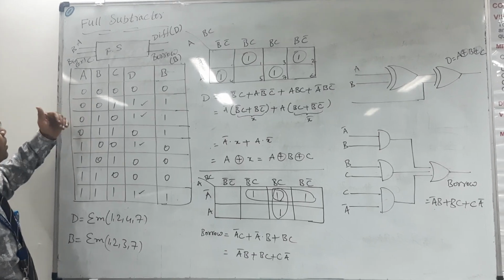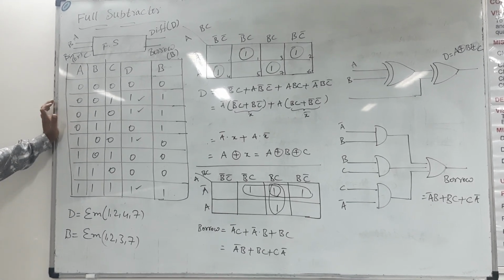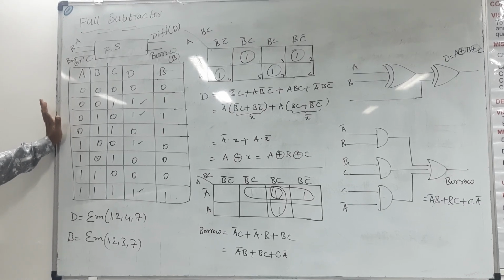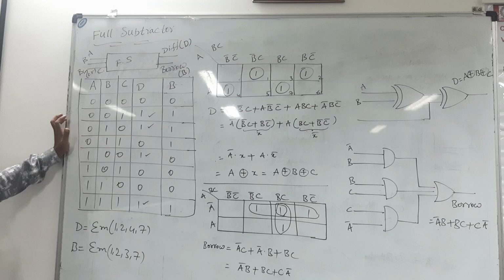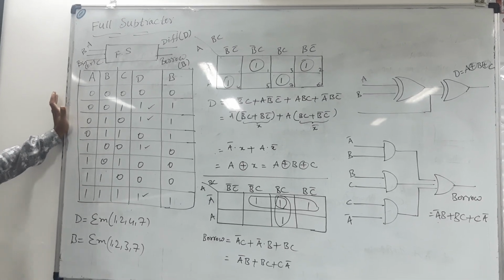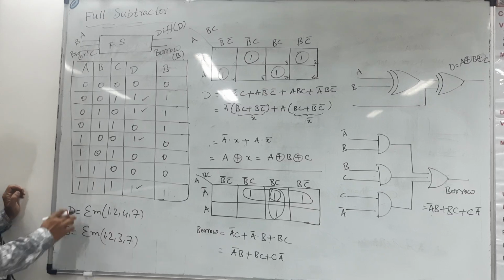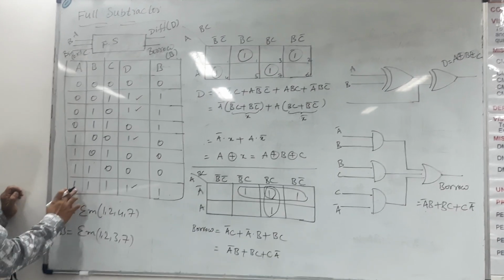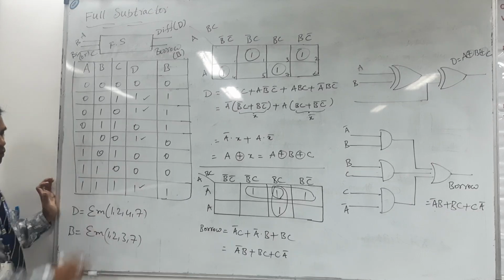Just follow the similar procedure that I explained in the half subtractor design procedure, and based on that, try to fill this truth table for the full subtractor. Anyhow, I will explain how we get the difference column and borrow column for one input combination, and that input combination is A equal to 1, B equal to 1, and C equal to 1.